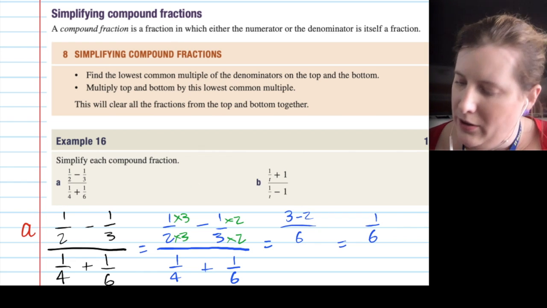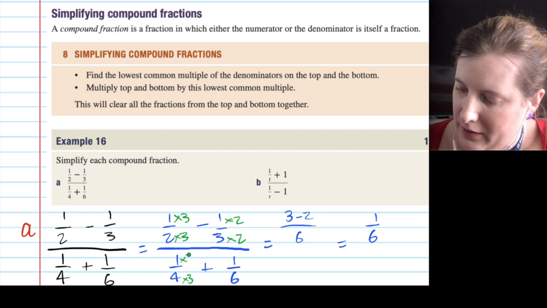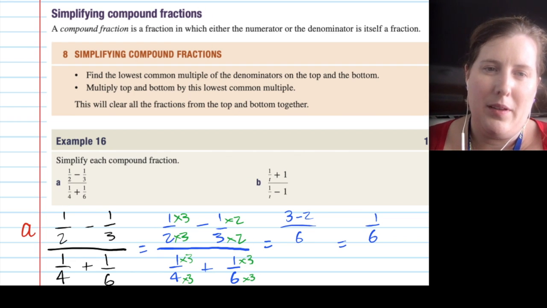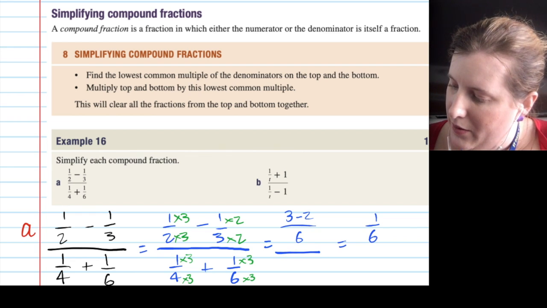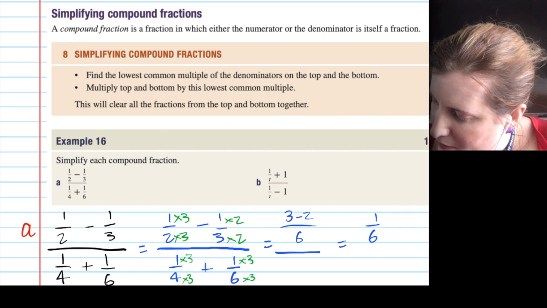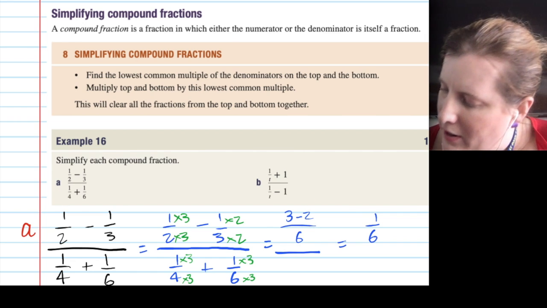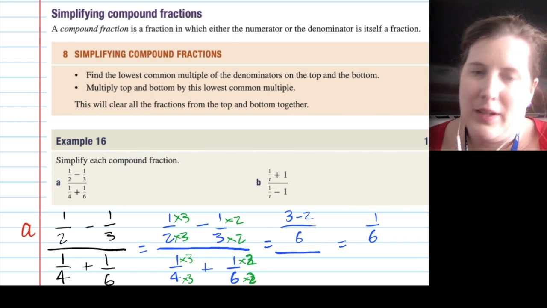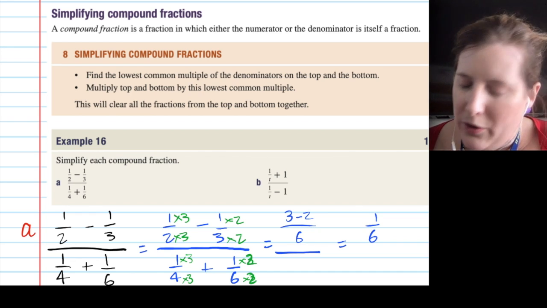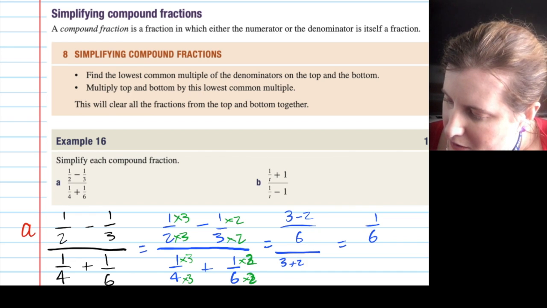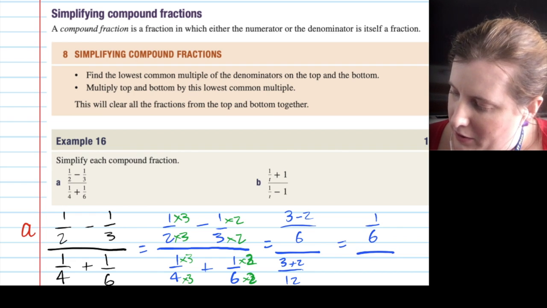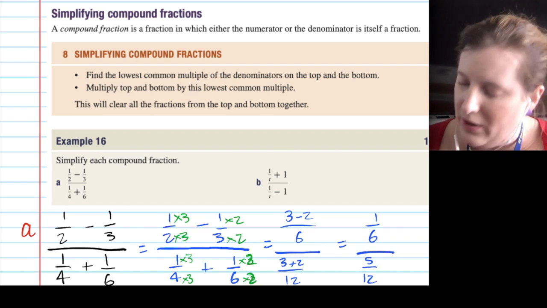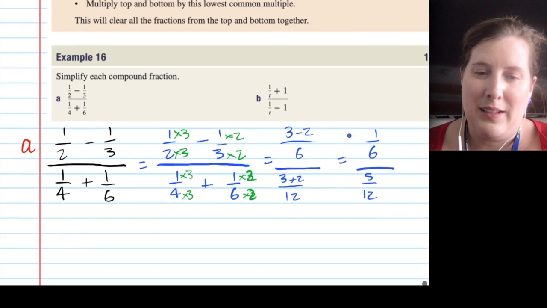So let's have a look. We're going to times this one by 3. And that gives us, oh, this should have been 2. Why didn't you help me? Why didn't you fix me up? 2. I was wondering why they came out the same. So we've got 3 plus 2 over 12. 3 plus 2 is 5 over 12. Now, we still need to deal with this last thing.